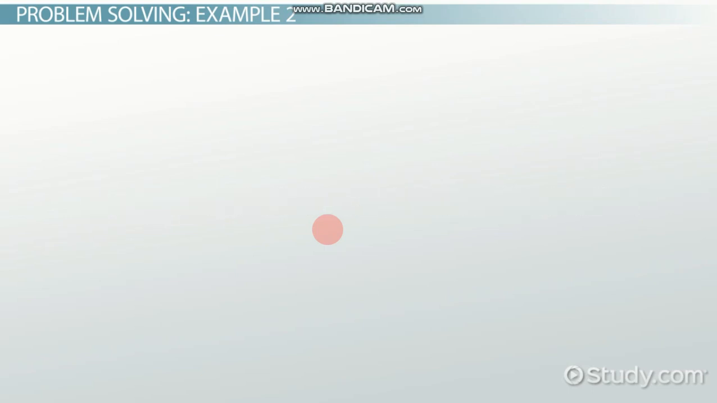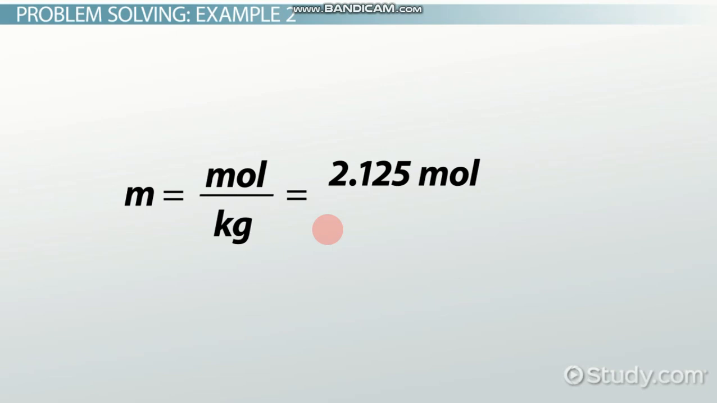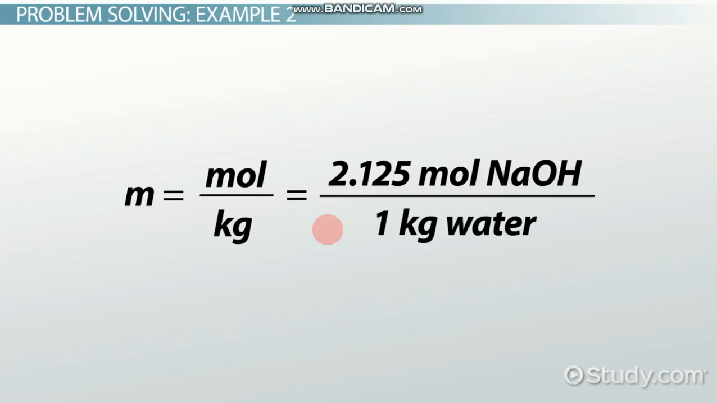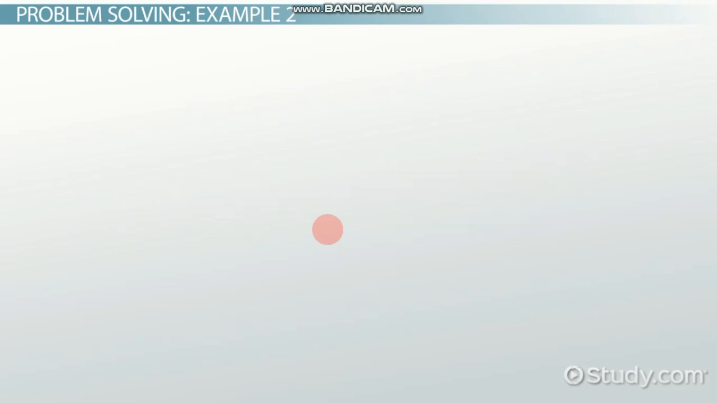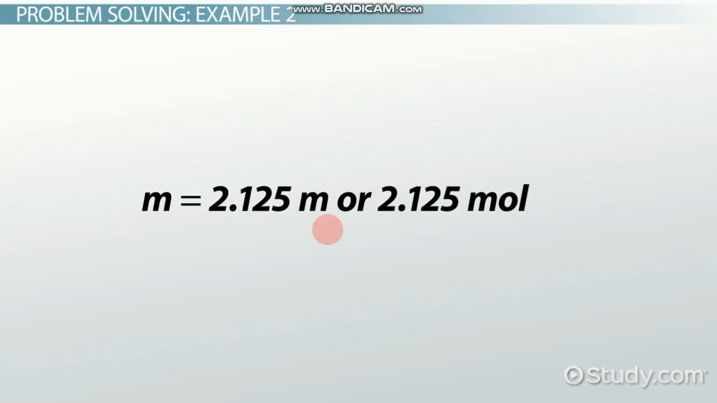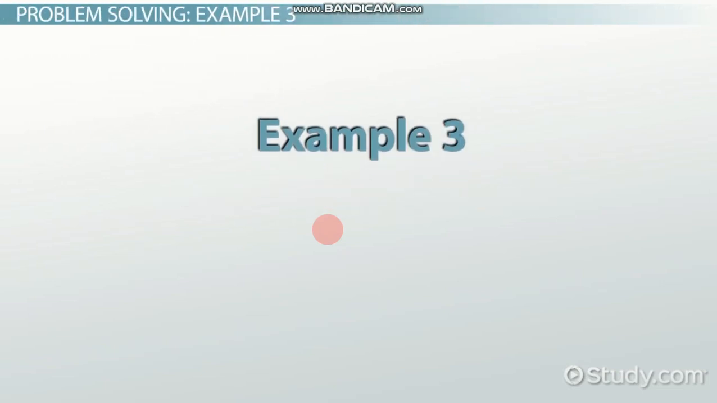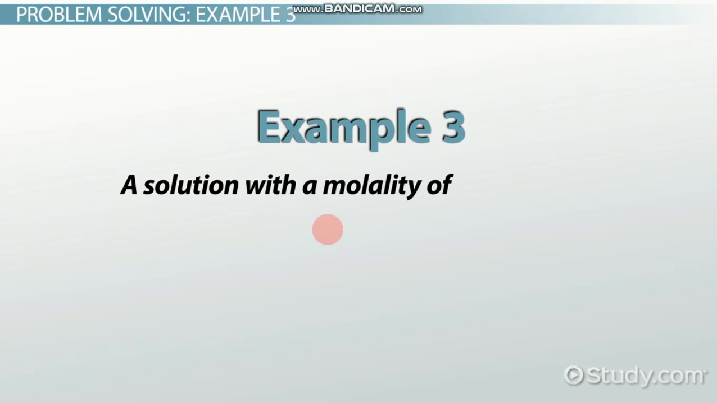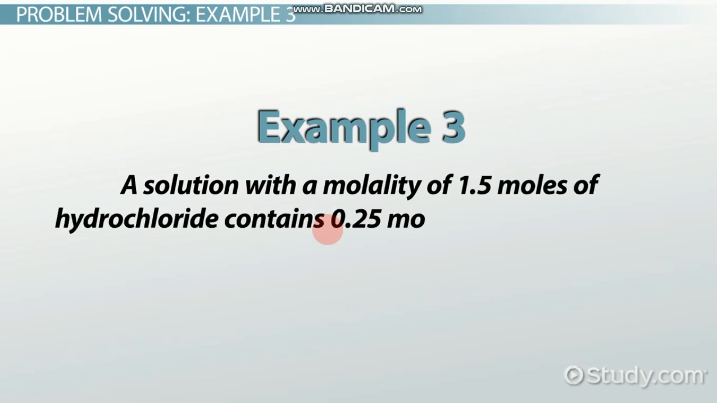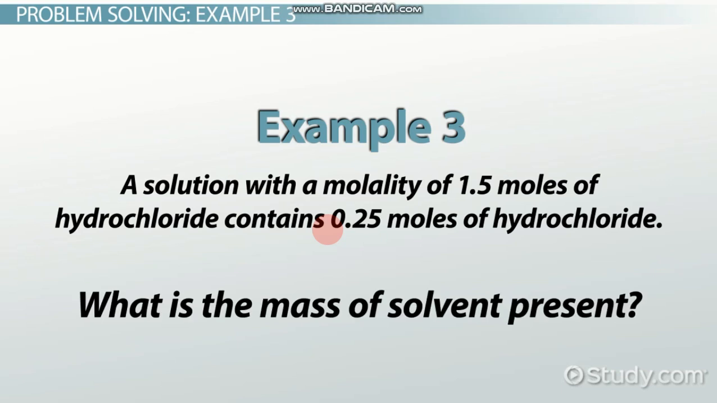Now we can calculate the molality as m equals 2.125 moles sodium hydroxide over 1 kilogram water, which is still 2.125 moles. So the molality of the solution has 2.125 moles of sodium hydroxide per kilogram of water. One last example problem. A solution with a molality of 1.5 moles of hydrochloride contains 0.25 moles of hydrochloride. What is the mass of solvent present?